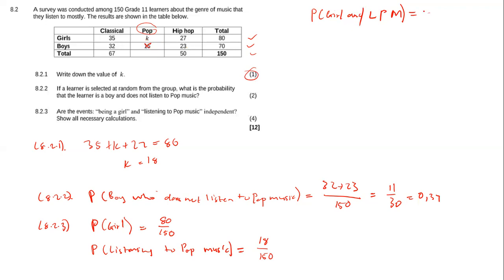This one here is supposed to be 18. Here we have 18 over 150. Okay. Remember, it's a girl. And then who listens to pop music? So 18 over 15 is supposed to be here. Okay. And therefore, let's determine this one, listening to pop music. So now listening to pop music is going to be, let me see, it's supposed to be 33.